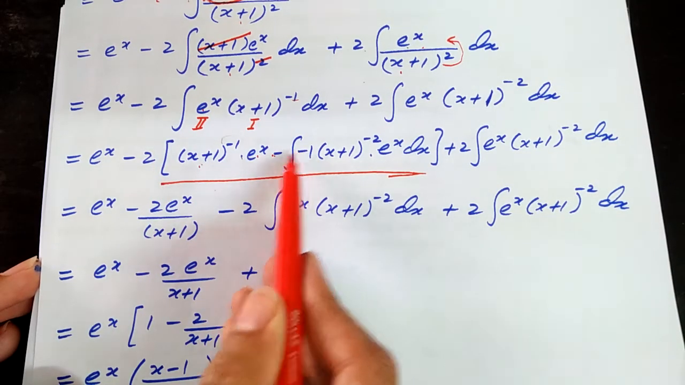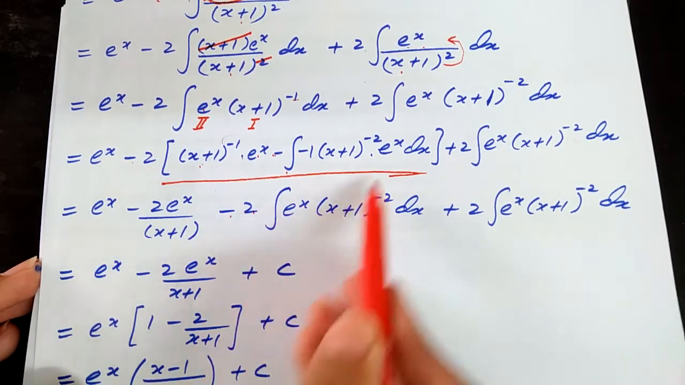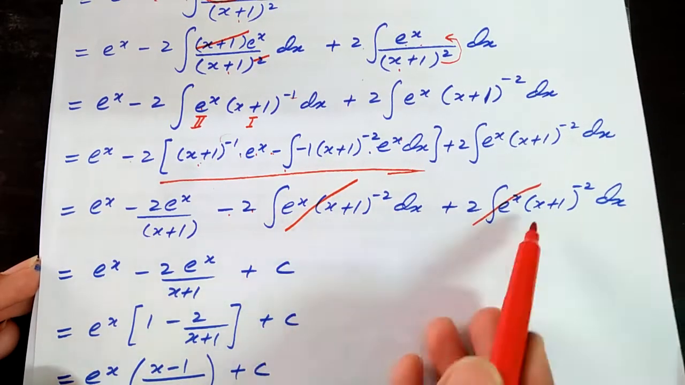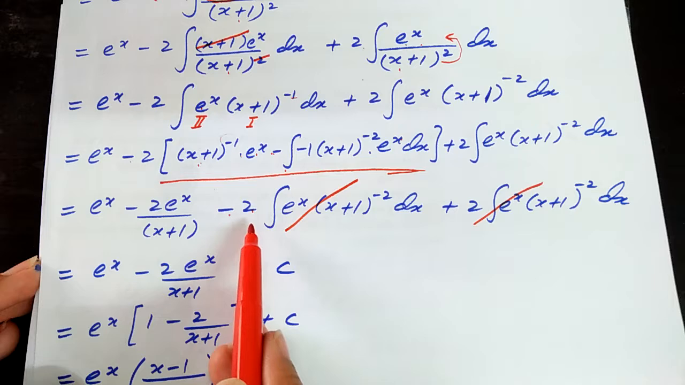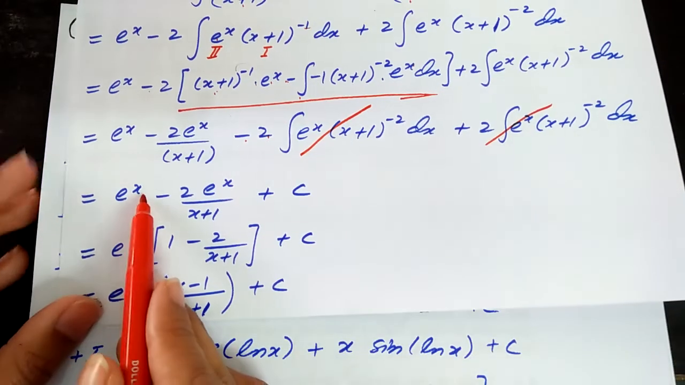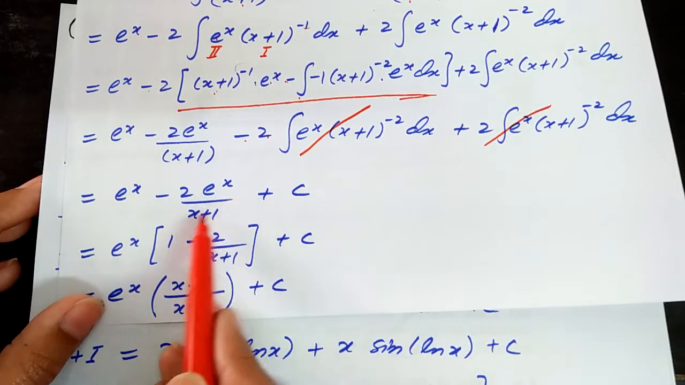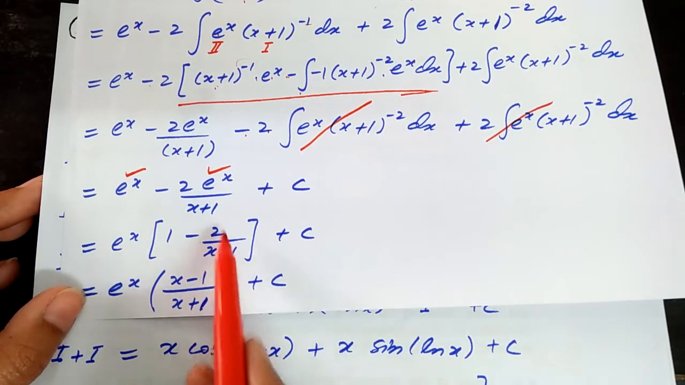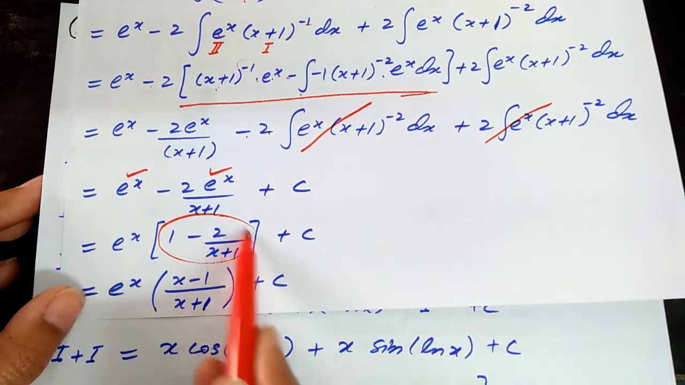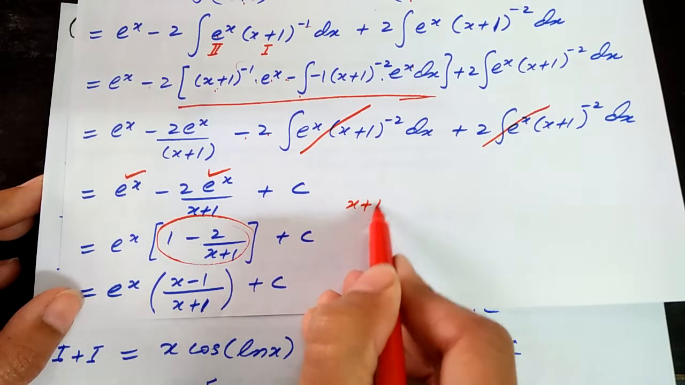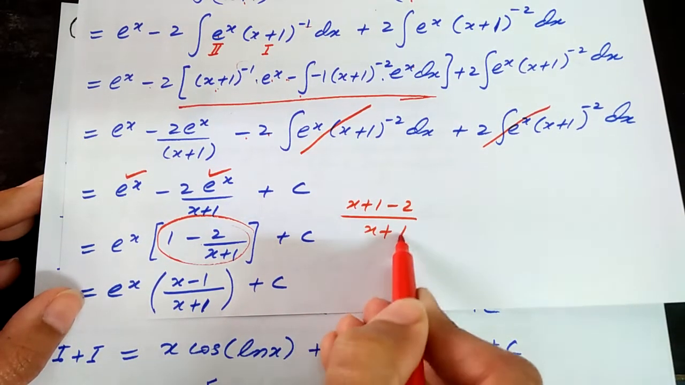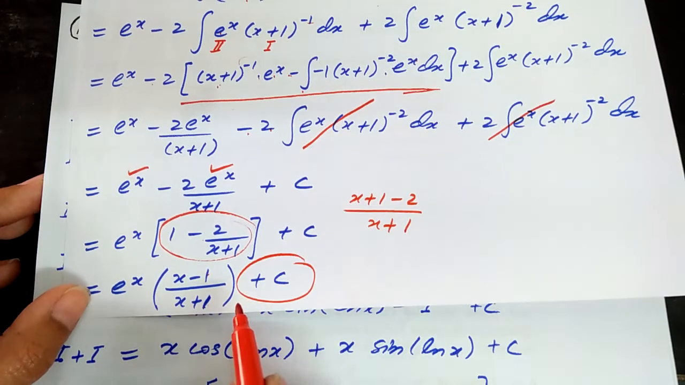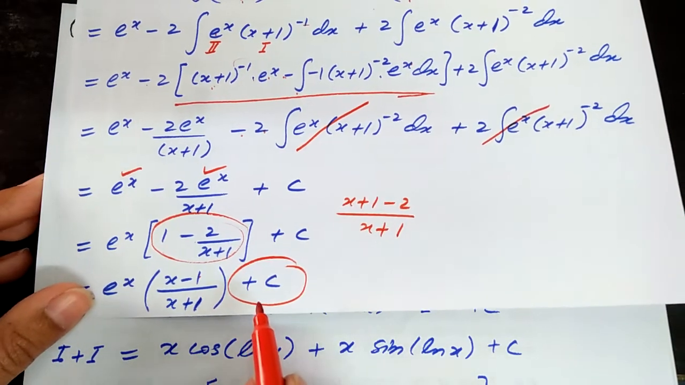Minus minus plus, and plus minus will be minus 2, e raised to power x and x plus 1 negative 2. Now you see both the integrations are same with opposite sign, so it can be cancelled, and we get e raised to power x minus 2 e raised to power x over x plus 1. Now we can take e raised to power x common. We will get 1 minus 2 over x plus 1. If we just take the LCM and simplify it, we will get x plus 1 minus 2 over x plus 1. That will become x minus 1 over x plus 1, plus the constant of integration should be added at the end of the solution.